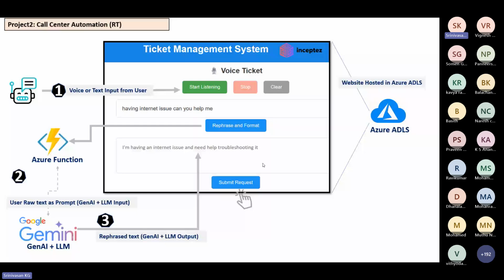That is what this process is all about. You're clear, right? It is very simple. You can go to the ticket management system, click start, and voice out whatever issue you have. That speech is converted and automatically printed as text in the text box. Then you can click the rephrase and format button. It calls the Azure function, and inside the Azure function we call this Gemini API, which formats and corrects the data and gives the output over here in the text box. Then we can submit the request. Clear with this? Let me show the demo so that you can understand.